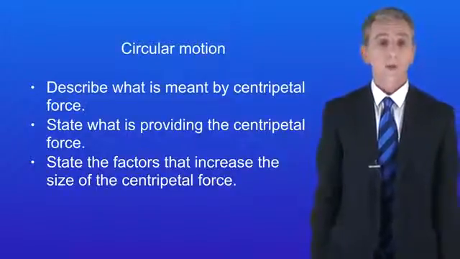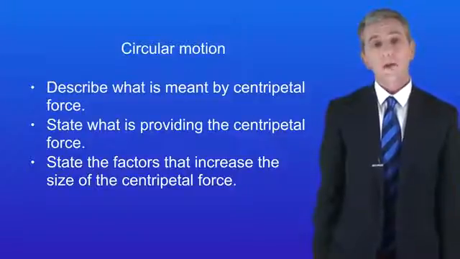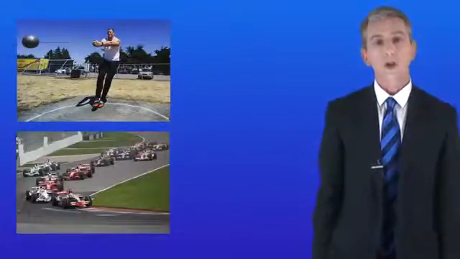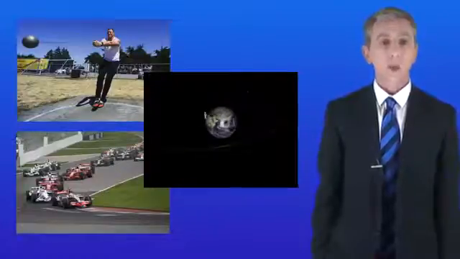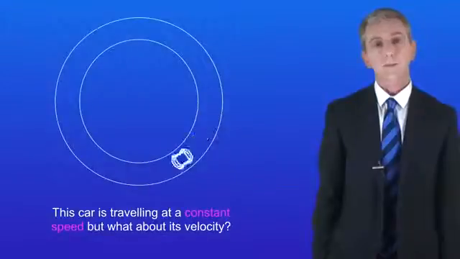So this topic's all about circular motion, and there are lots of examples of objects which move in a circle. For example, we've got a hammer being swung around, we've got Formula 1 cars going around a turn, and we've got a satellite orbiting the Earth. All of these are examples of circular motion.